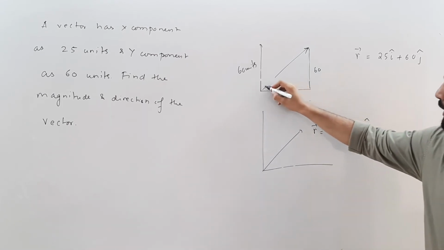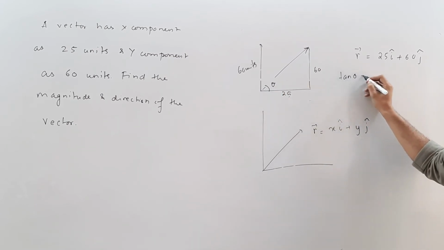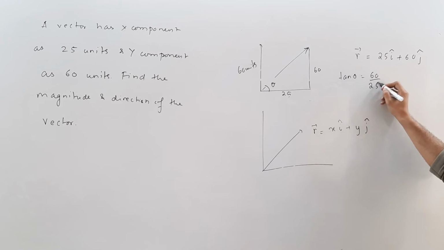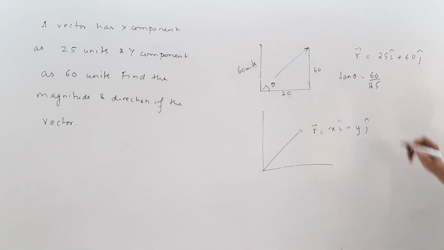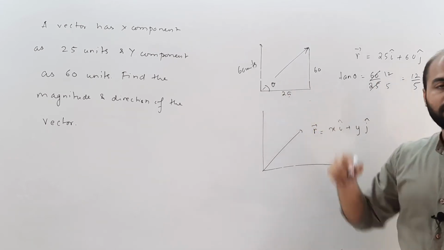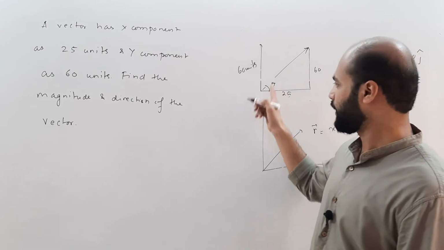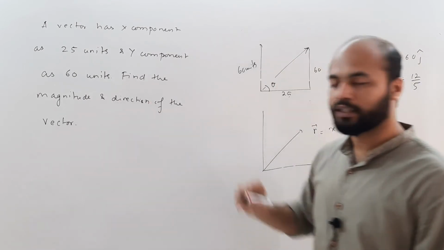So we can find the angle as tan theta is equal to 60 by 25. So it's going to come as tan theta is equal to 12 by 5, and then we can find theta from this. So all that we have done is we have found the vector and we have found the magnitude and direction.